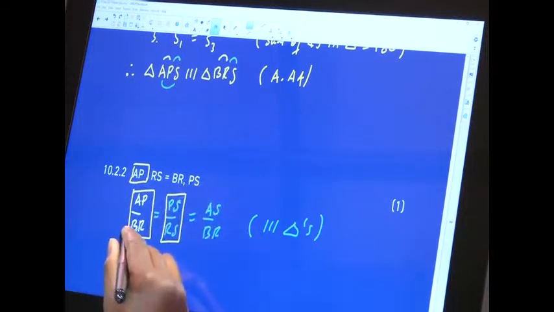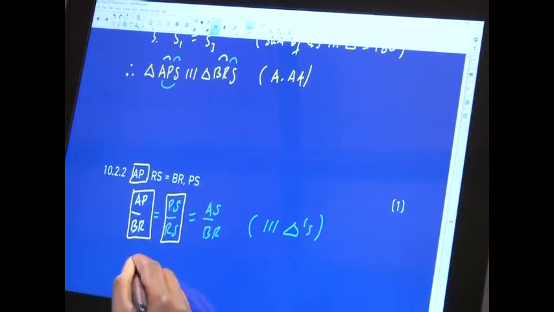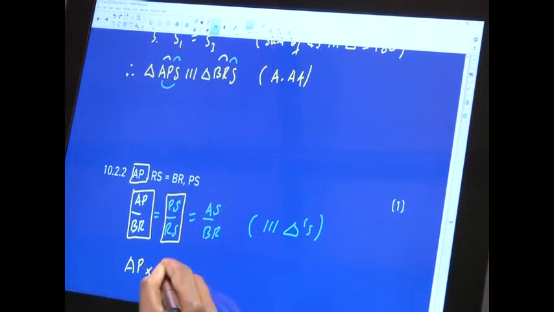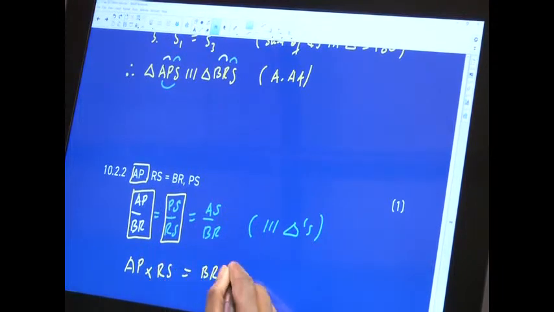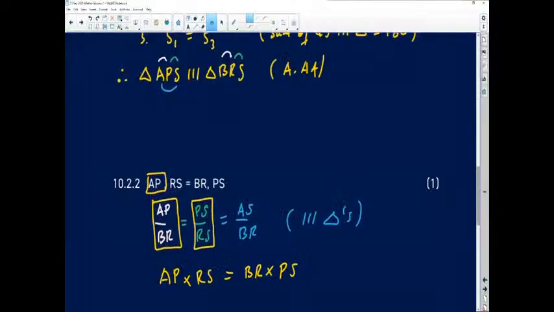And when you cross multiply, you'll see that you end up with indeed AP multiplied by RS equals BR multiplied by PS, okay? And that is the proof of that question.